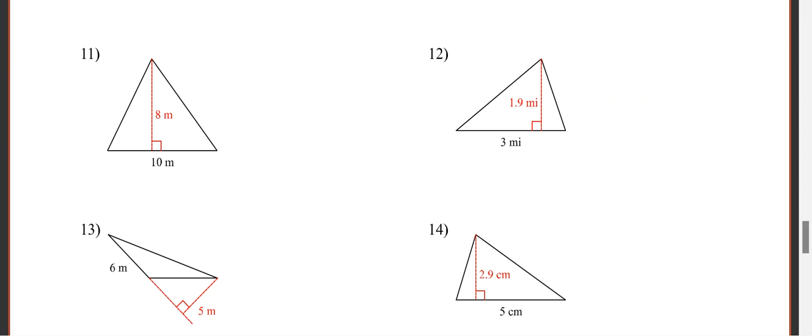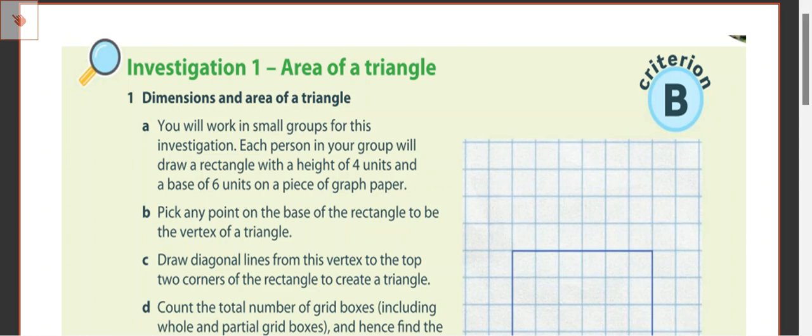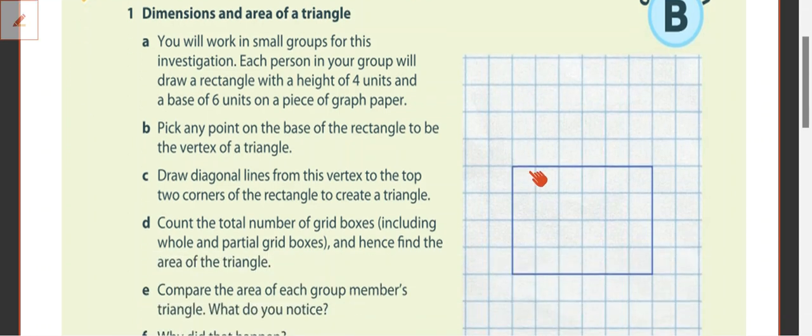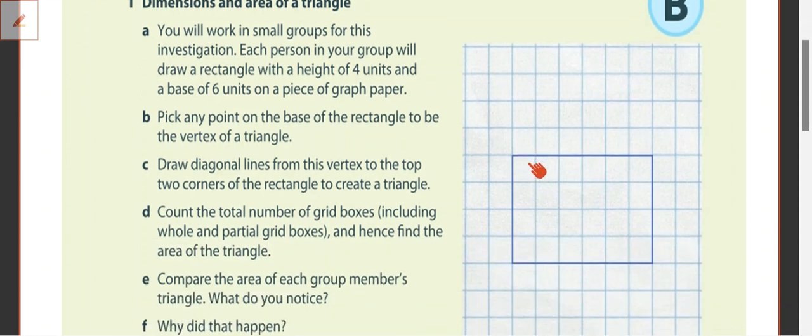Right. What we want to do now is work out the area of a triangle. What we're going to get you to do is this task here. We don't need to move into groups or anything, but we're going to start with a rectangle on a grid. We've got square paper. You are going to draw yourself a rectangle that size. So a 4 by 6 rectangle.